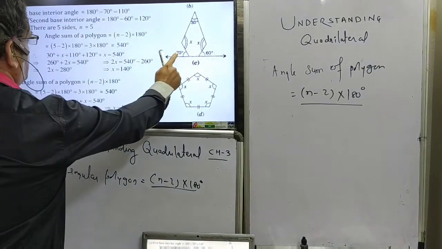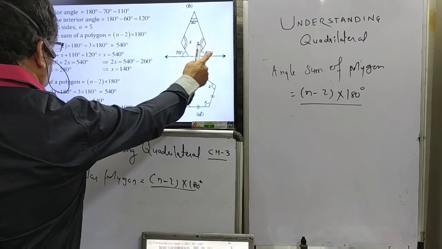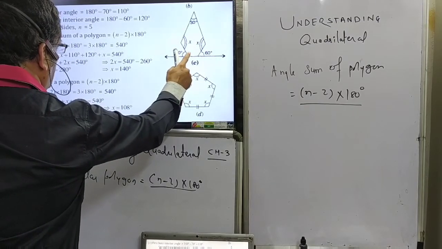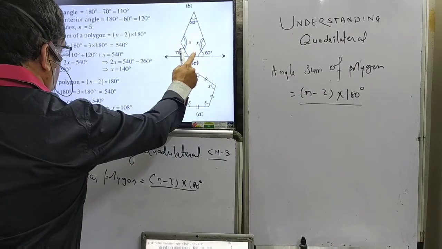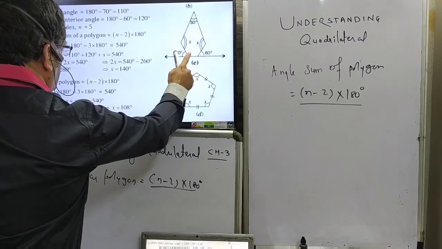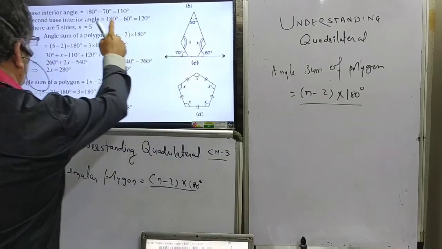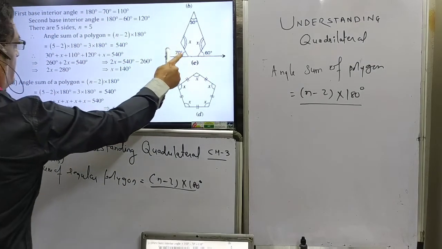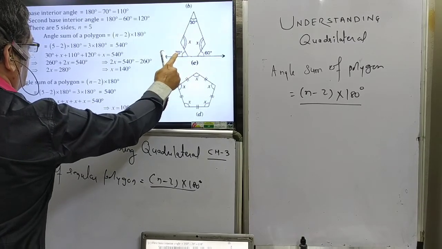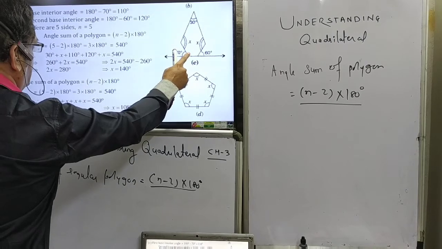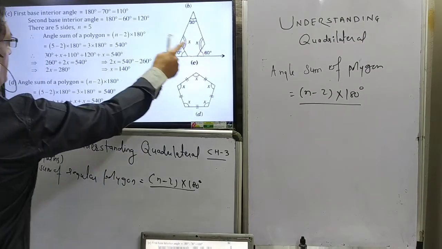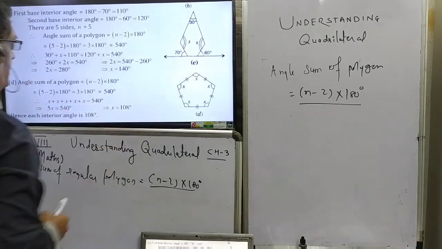But what is given? This exterior angle is 70, and this exterior angle is 60. You know that the sum of these two angles is equal to 180 degrees, because they form a linear pair. This is another linear pair. First of all, we find this angle and this angle. So 180 minus 70, that is 110 degrees. When it is 110 degrees, 110 plus 70 is equal to 180 degrees. This angle is equal to 180 degrees minus 60 degrees, that is equal to 120 degrees.